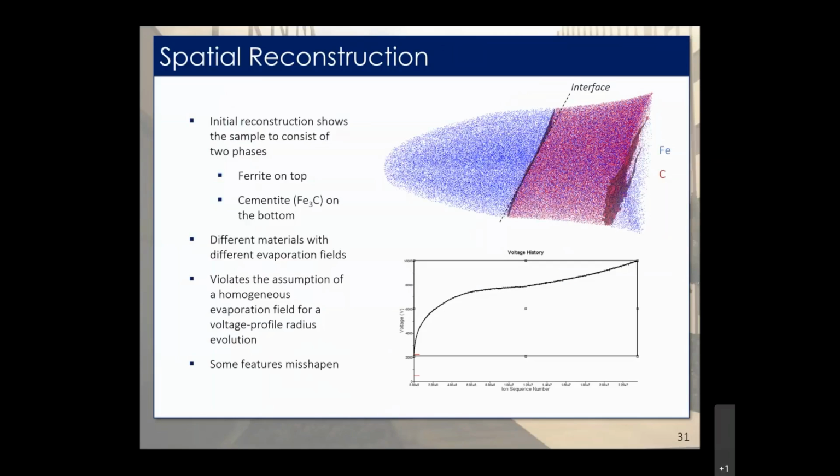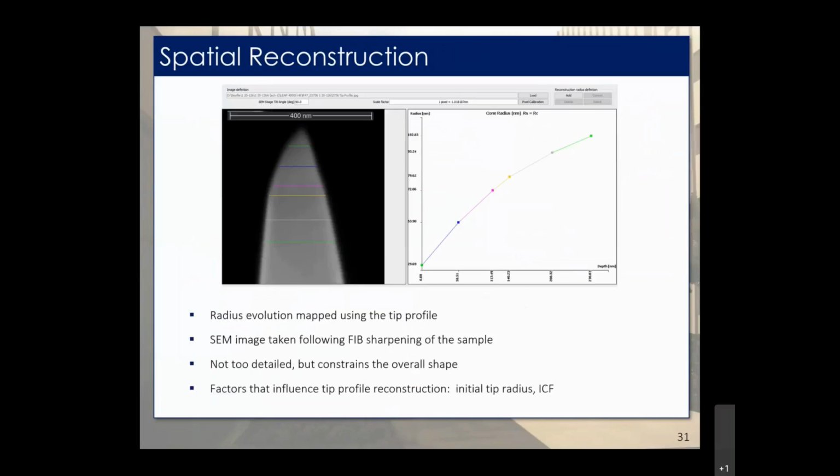One of the things we can say is, okay, let's stop using the voltage curve to define our radius. Instead, since we made these samples on the FIB and we have images of them that we took right after sharpening, let's try using that tip profile. We can map, calibrate an image, tilt corrected and everything, from this SEM image following FIB sharpening, and build this radius profile from it.